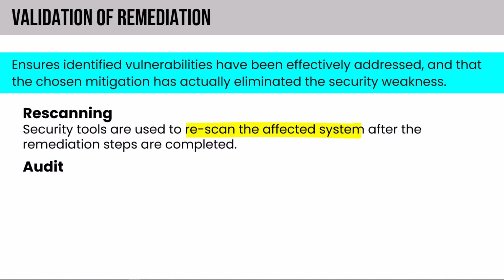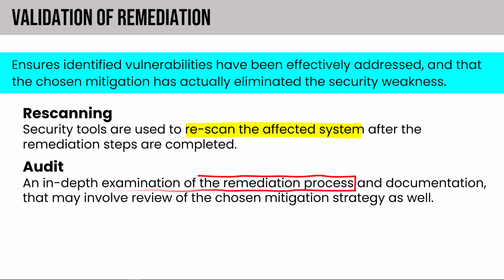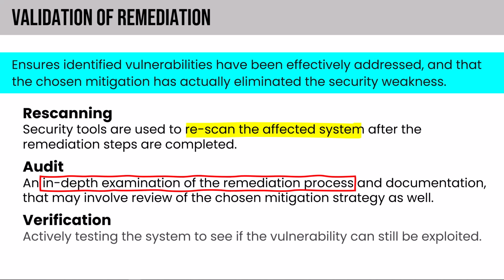Another validation option is audit. This is an in-depth examination of the remediation process and documentation that may well involve review of the chosen mitigation strategy as well. So where rescanning just ensures we have closed the gap in terms of what the vulnerability was, the audit process may also examine how we chose to close the gap. And verification. This is actively testing the system to see if the vulnerability can still be exploited. As you might imagine, rescanning is far and away the most common response. Fastest, easiest, generally accurate, though the least thorough of the lot.